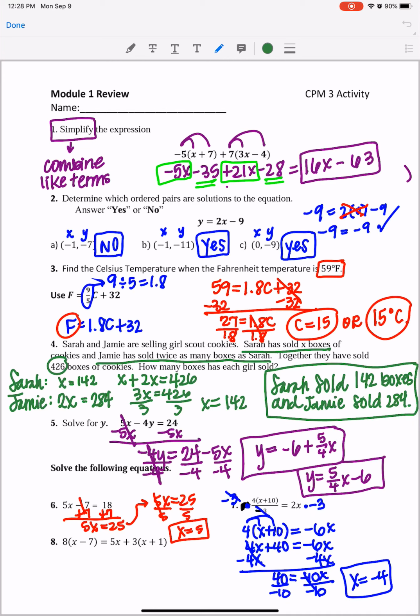Number 8, we need to distribute first. So I get 8x minus 56 equals 5x plus 3 times x and 3 times 1. Combine your like terms. We have nothing to combine on this side, but on this side I can combine my x's. So 5x plus 3x gives me 8x.